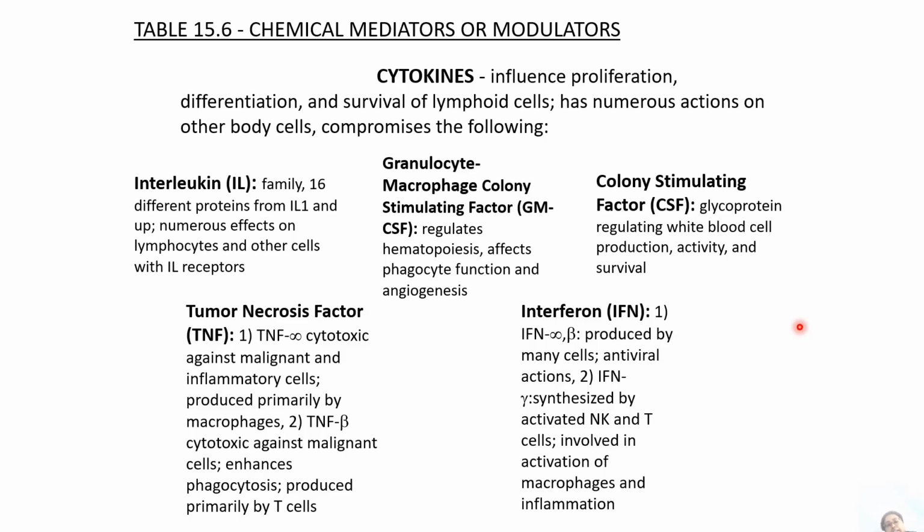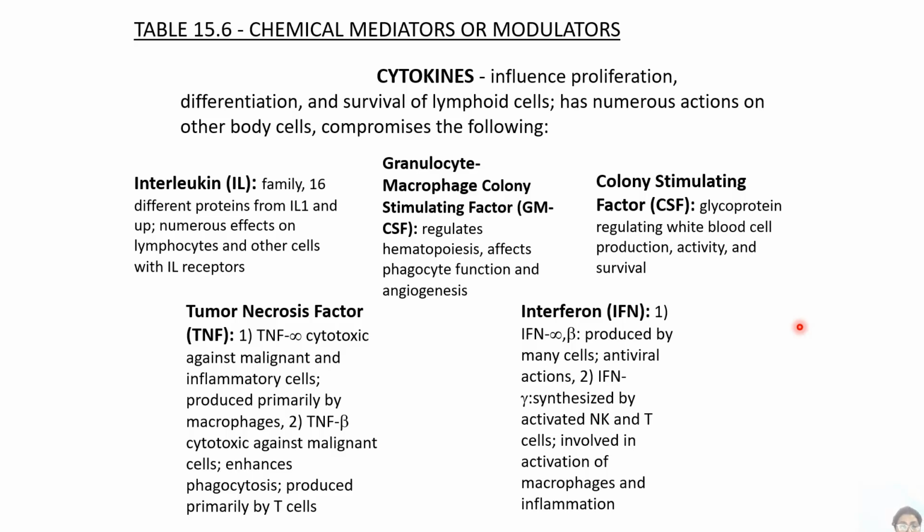Okay, so if you can see here, these are chemical mediators or modulators, cytokines basically. They influence proliferation, differentiation and survival of lymphoid cells, and have numerous actions on other body cells. They include the interleukin family. There are 16 different proteins from IL-1 and up, with numerous effects on lymphocytes and other cells with IL receptors. Then there is granulocyte macrophage colony stimulating factor, GM-CSF. It regulates hematopoiesis, affects phagocyte function and angiogenesis. Then we have colony stimulating factor. It's basically a glycoprotein regulating white blood cell production, activity and survival.